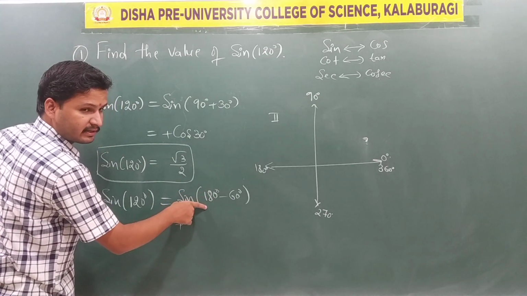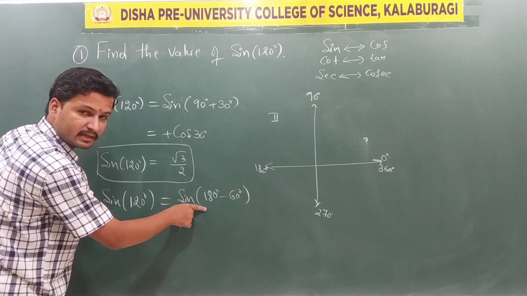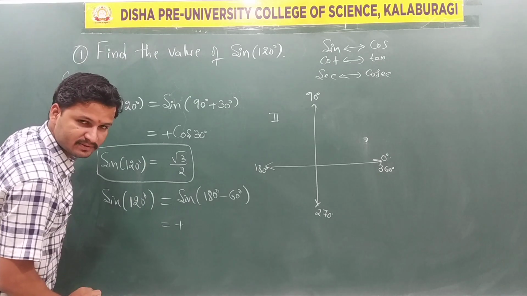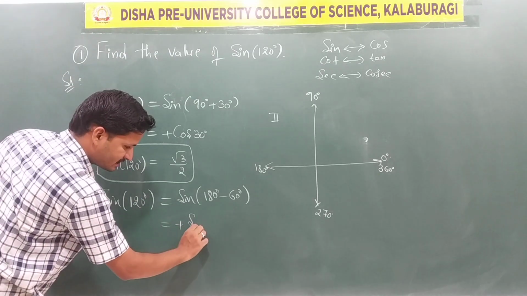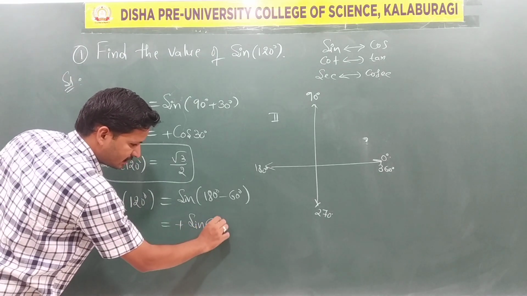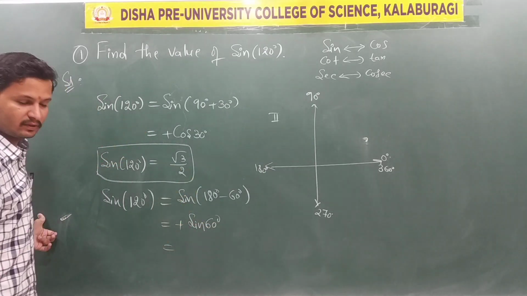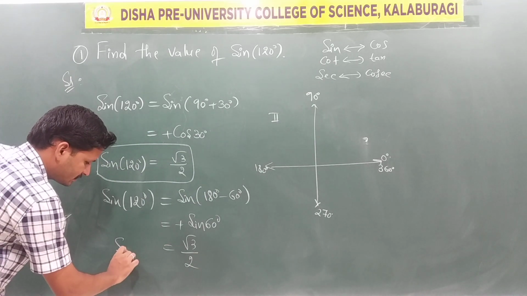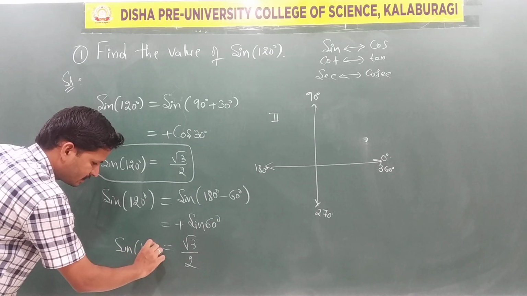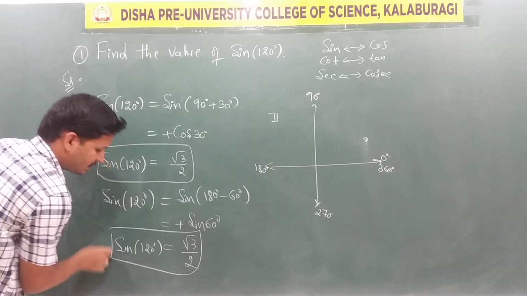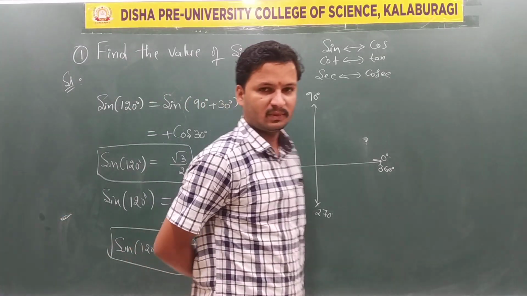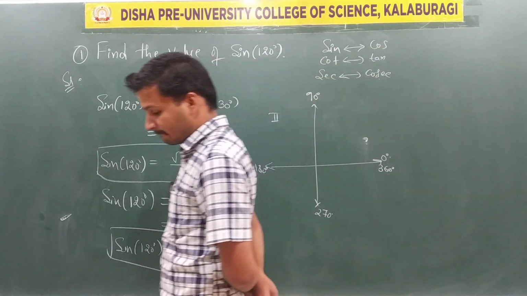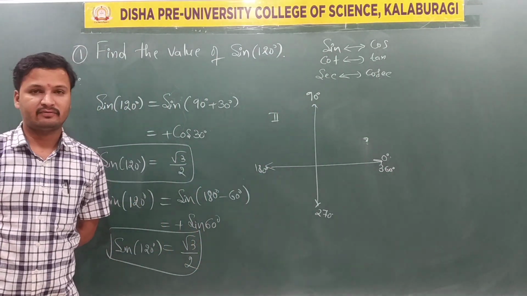Again here 180 degree is there. For 180 degree, does the ratio change? No, for 180 and 360 keep the ratios as they are. So sine becomes sine. So sine 60 degree value is root 3 divided by 2. So sine of 120 degree is equal to root 3 by 2. This is the way to evaluate the values of trigonometric functions.